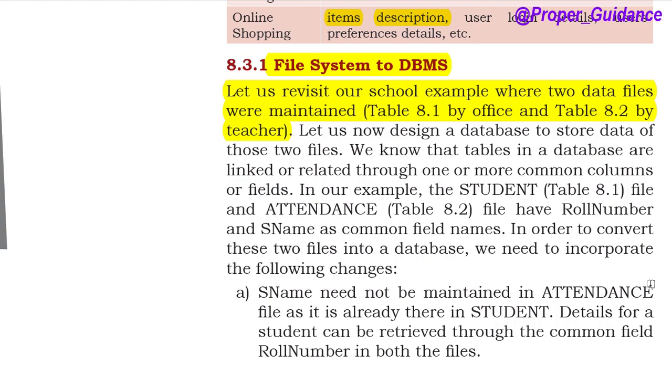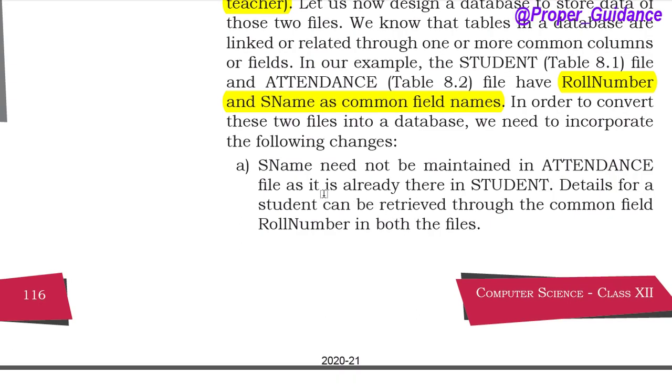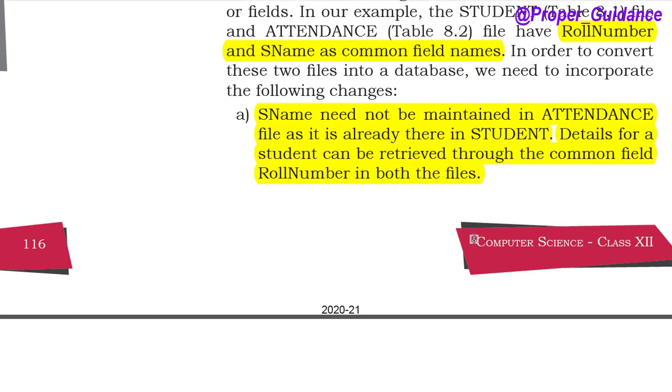We know that tables in a database are linked or related through one or more common columns or fields. In our example, the student file and attendance file have roll number and S name, meaning the student name, as common field names. In order to convert these two files into a database, we need to incorporate the following changes. S name need not be maintained in the attendance file as it is already there in the student file. Details for a student can be retrieved through the common field roll number in both the files.